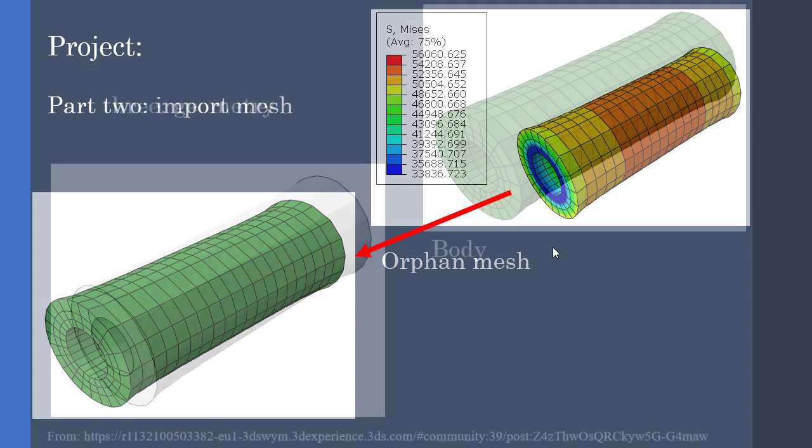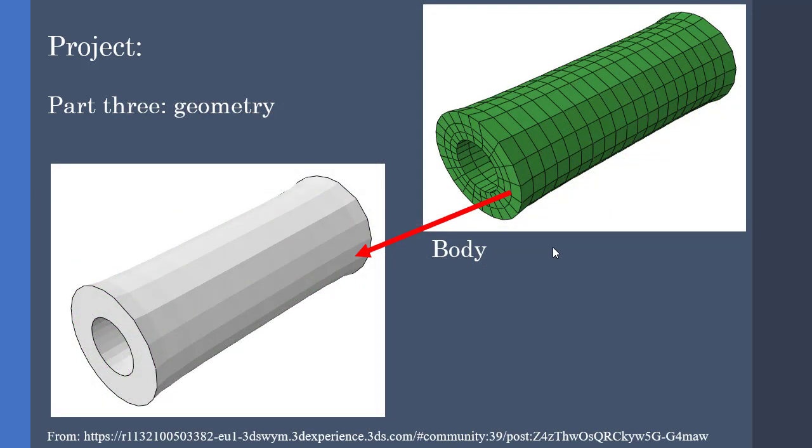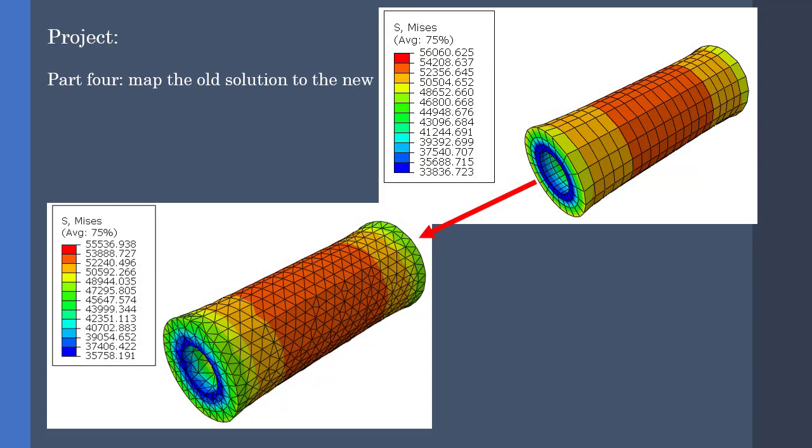Next, we construct a body from the current orphan mesh. We do this using a plugin provided by the Dassault community. At last, we change the mesh and map the solution. Ideally, the results should be the same. However, in practice, there exists a little difference, so we have to check the results before we continue.